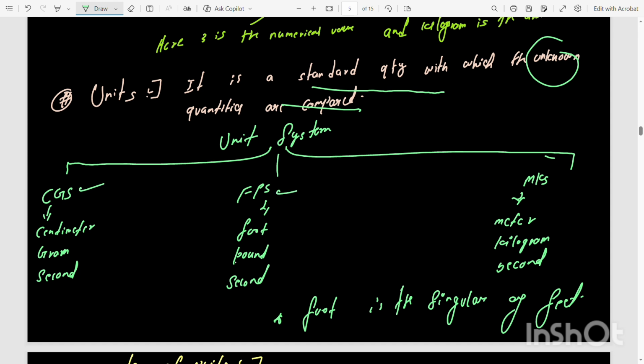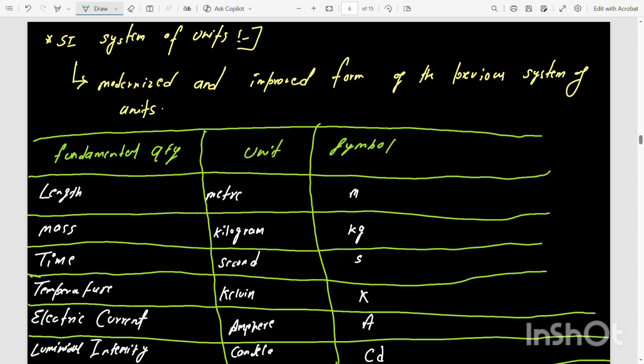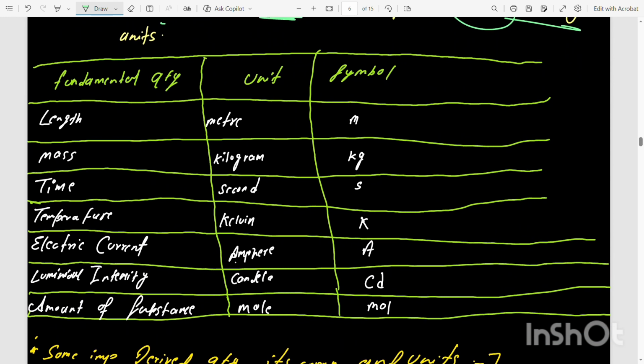So what are the systems of units? There are three systems: CGS, FPS and MKS. In CGS, C means centimeter, gram, second. FPS is foot, pound, second. And in MKS, meter, kilogram, second. Here you can see the foot. Foot is the singular form of feet. So now the SI system of units. The modernized and improved form of the previous systems of units is the SI unit.